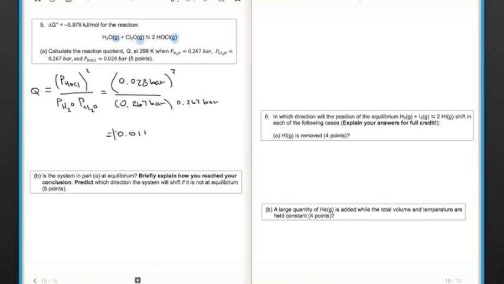So my answer here, which I'll just box, is 0.011. And so we can move on to part B, which asks if the system in part A is at equilibrium. And so in order to do that, let's recall delta G naught and as it relates to KEQ.